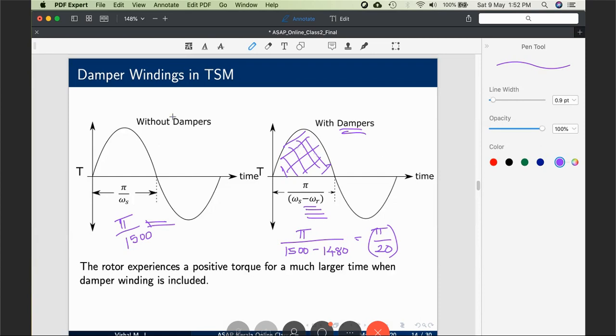And remember, what I am saying is that with a true synchronous mode of operation, you don't need starting dampers. Hunting dampers are needed. I think you understand the difference between these two. If anyone doesn't, please ask in the question answer session and I will explain that. Those who know it, please remember, a starting damper is not needed if you are operating a synchronous motor in true synchronous mode of operation. However, hunting dampers are still needed.